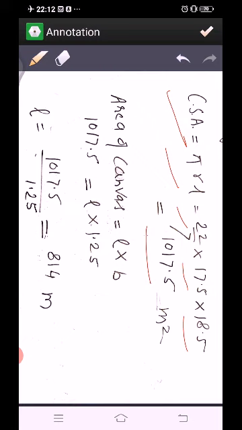So we know that area of canvas is equal to length into breadth, because canvas doesn't come in the form of cone, it is in rectangular form. So area of rectangular canvas will be length into breadth. So area we have got 1017.5, its length we have to find, and breadth is given 1.25 meter. So 1017.5 divided by 1.25, we get length of canvas, that is 814 meter.